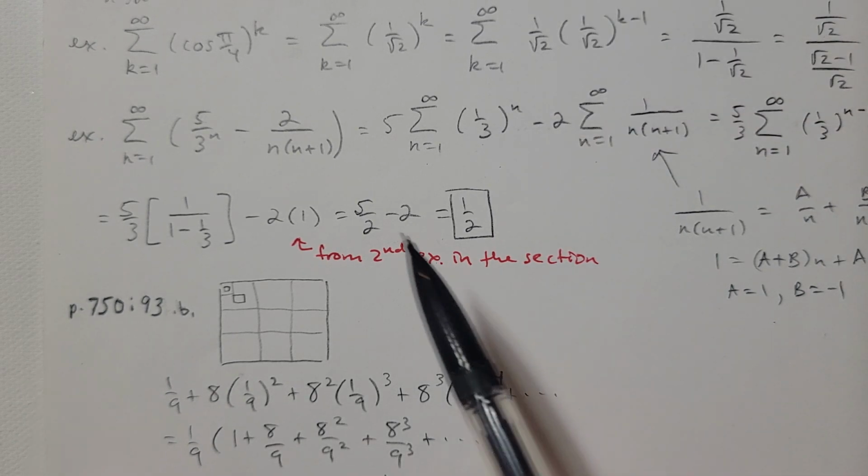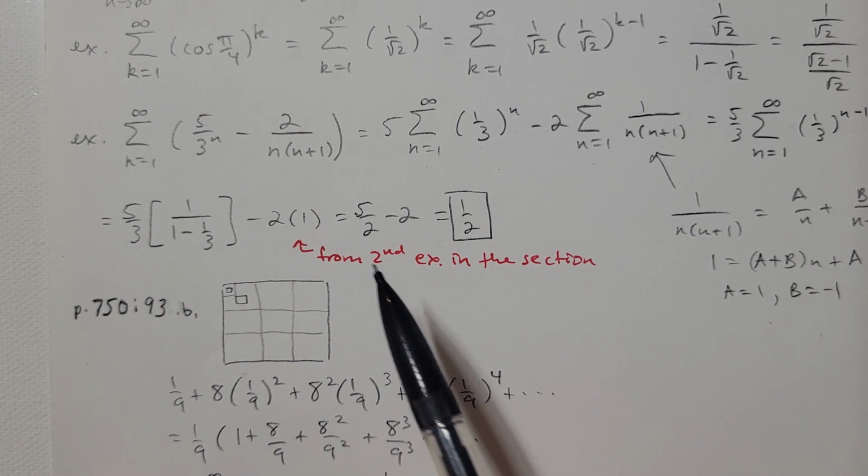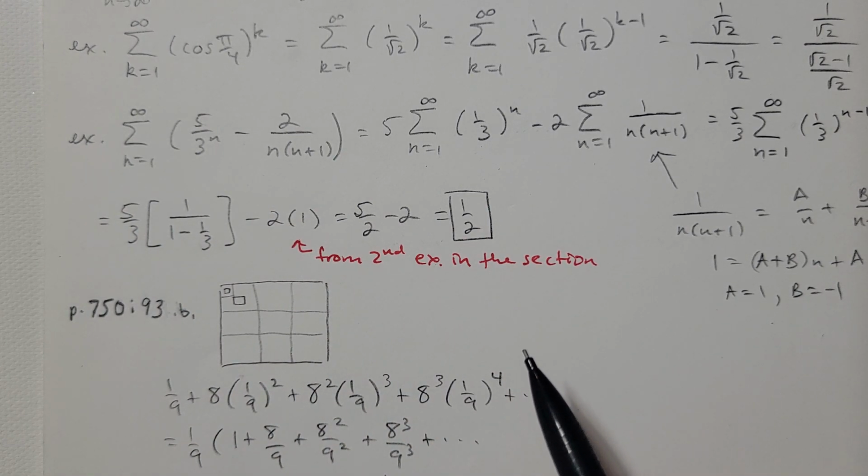So in other words, if I add up all infinitely many of these terms here, the grand total would be exactly 1/2.